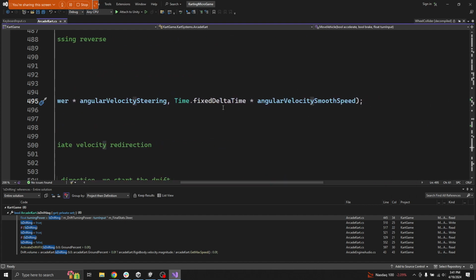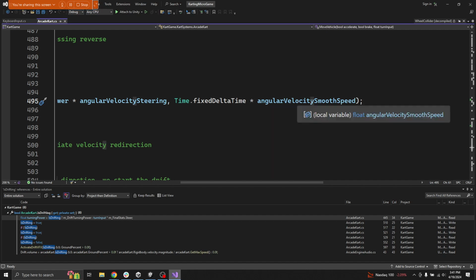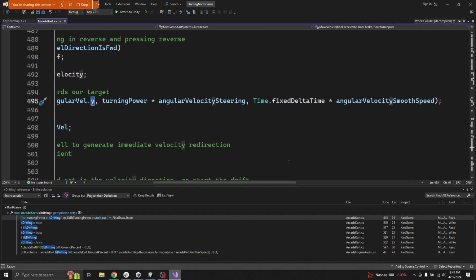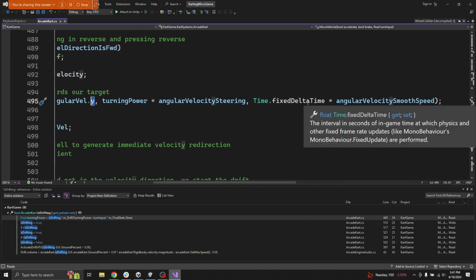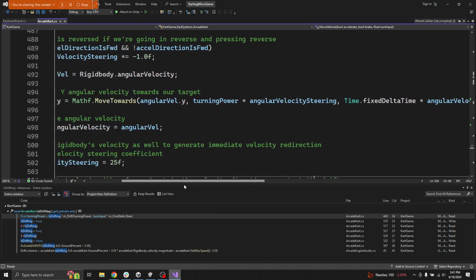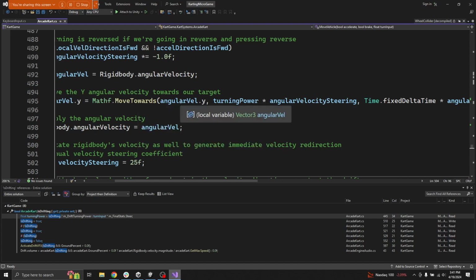Then how far we're going to move that way is the fixed delta time times our angular velocity smooth speed, which, what was it, like 20 or something? 20. And this is going to be a little fraction of a time, like 0.1 or 0.2. So if it is 0.1 times 20, it's like 2. We're going to move like 2 units. The delta, I have to look that up. I don't know if it's like move 2% toward current to target or whatever.